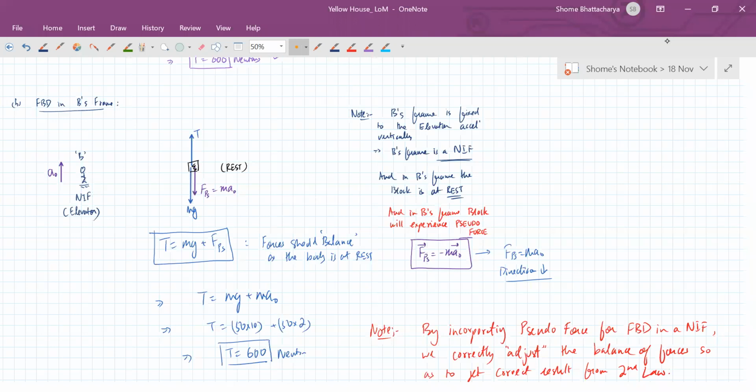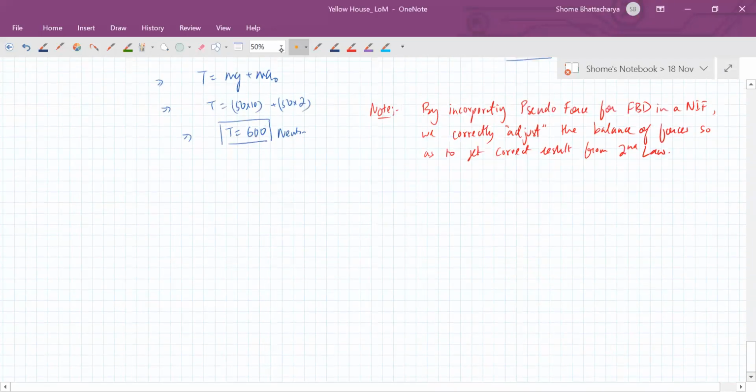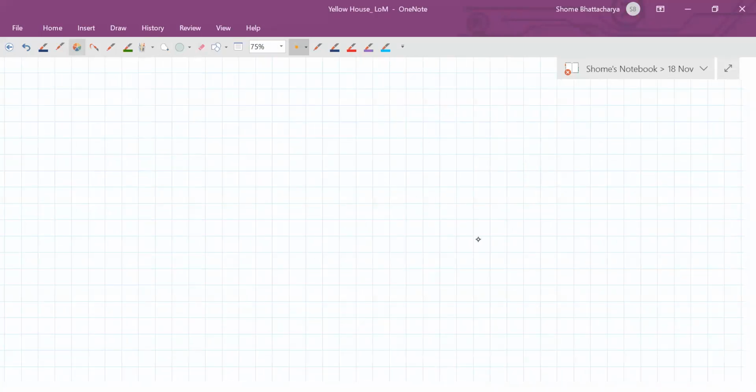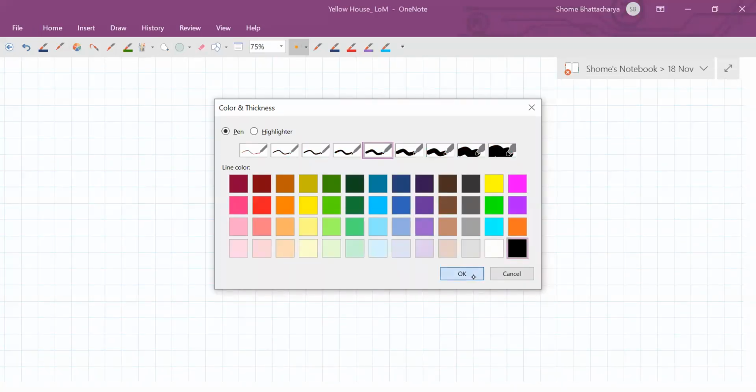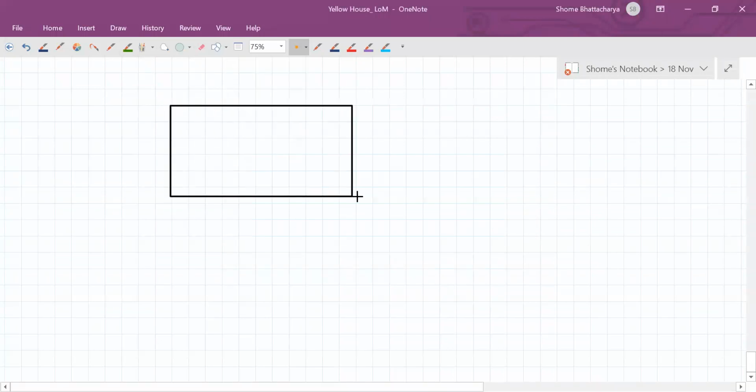Okay. So let's look at another example of a non-inertial frame and the incorporation of pseudo force. So this time we will consider the reference frame being horizontally accelerated, like the example of the bus that we talked about.